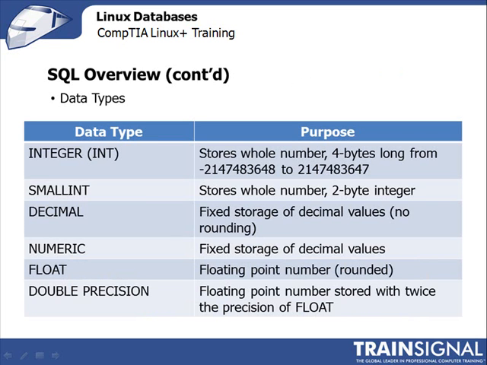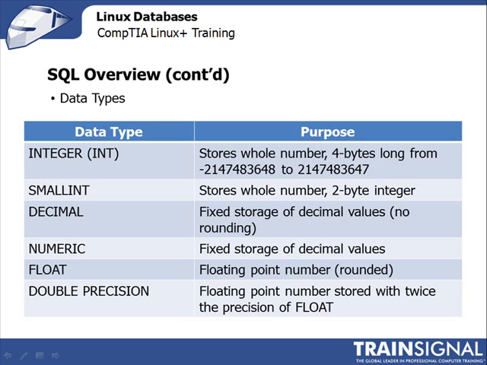Again, our first sample table held only characters, but on the next two slides, we'll take a look at other data types that you may use in your databases. The first is integer, which is shortened as int. Integer stores a whole number, 4 bytes long, and small int, the next data type, stores a whole number, but it's 2 bytes long. Decimal is a fixed storage data type with decimal values.